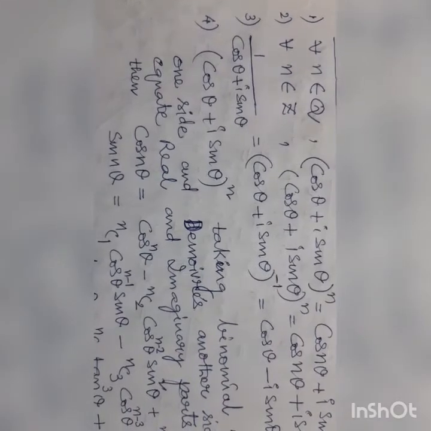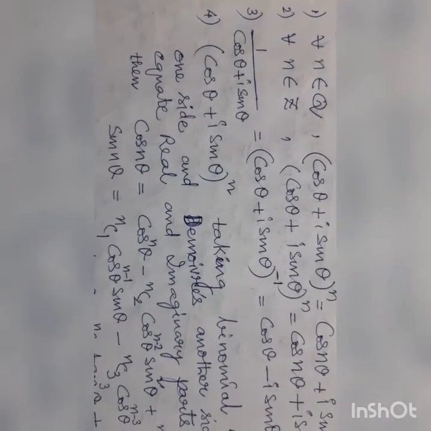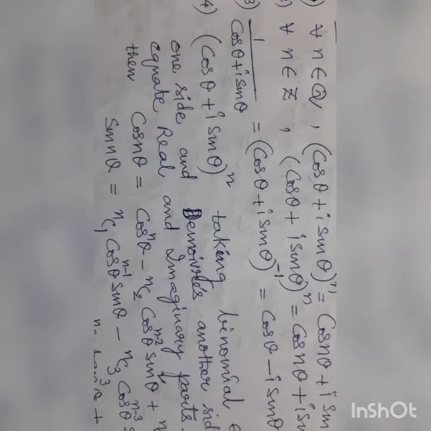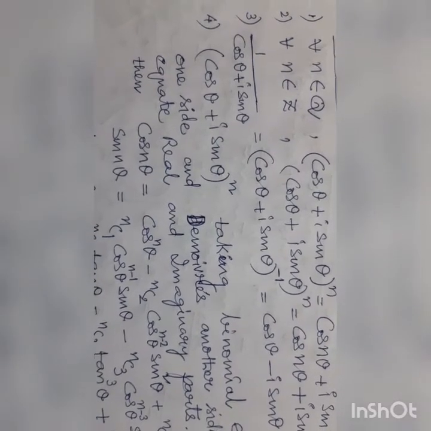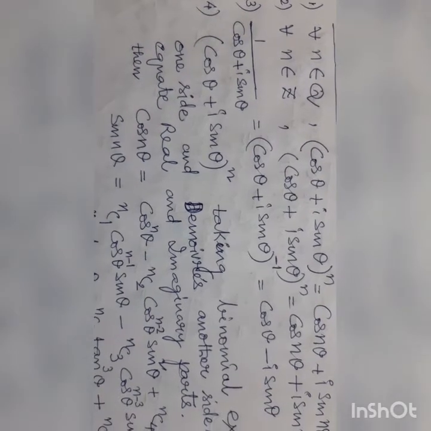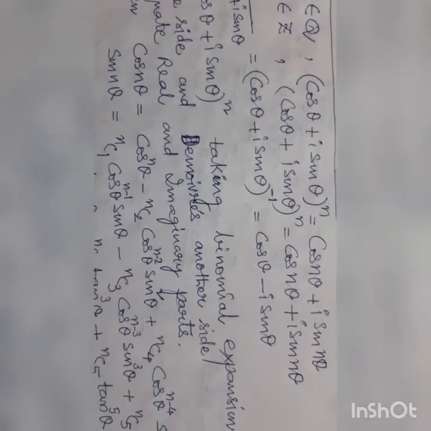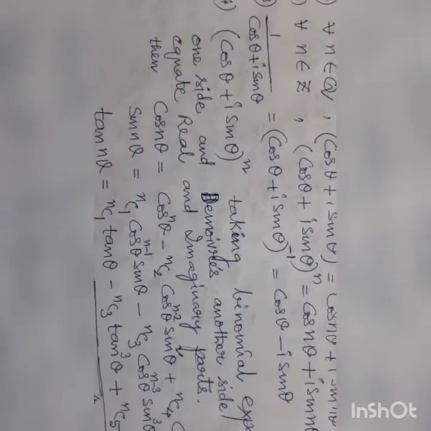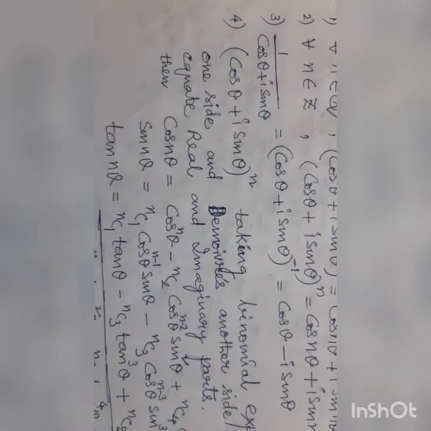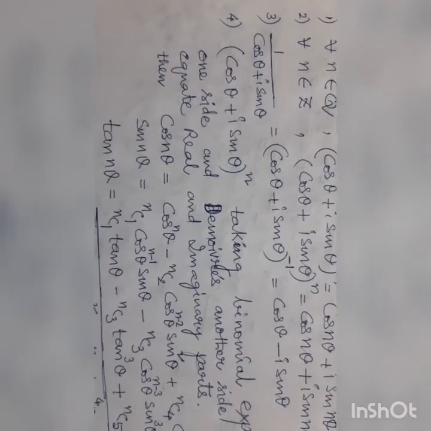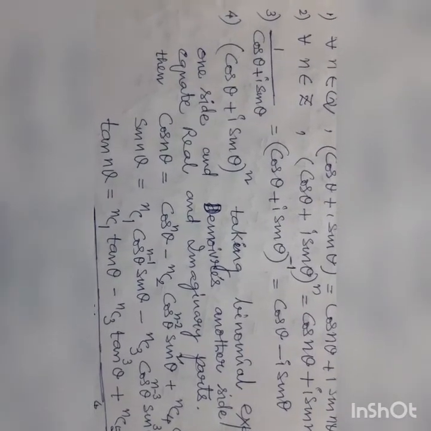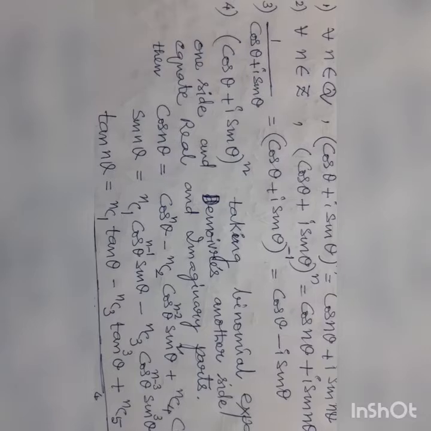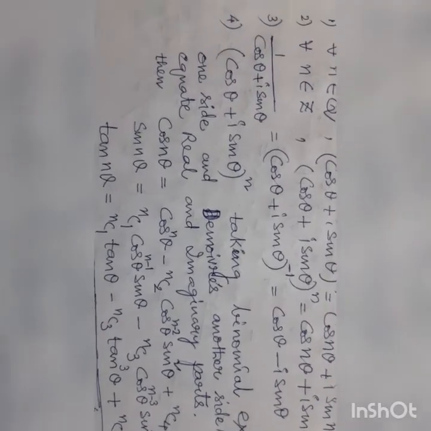Observe the fourth point. (cos theta plus i sin theta) whole power n. Taking binomial expansion, this is just like (a plus b) whole power n or (x plus y) whole to the power n. Fourth point, observe.